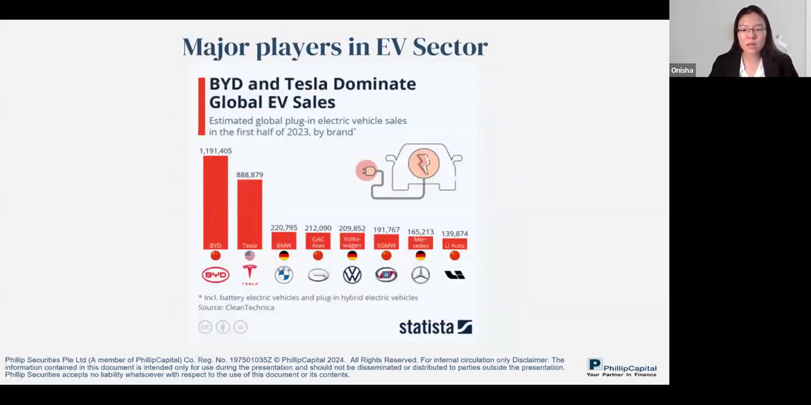Okay, now let's look at the major players in the EV sector. We have the leading players, which are BYD and Tesla, and the other smaller players like BMW, GM, Volkswagen, Mercedes, and Li Auto.